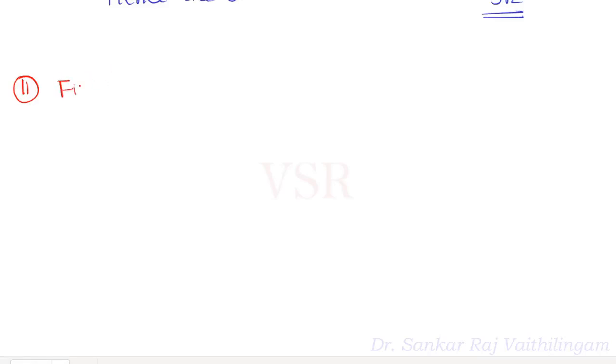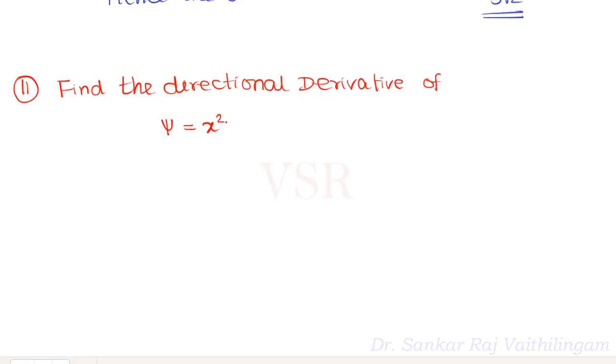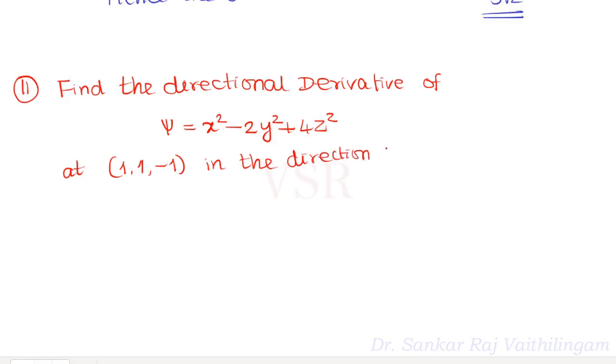Find the directional derivative of psi, which is psi of x equal to x square minus 2y square plus 4z square at 1, 1, minus 1 in the direction 2i plus 2j plus k. So this is the problem.